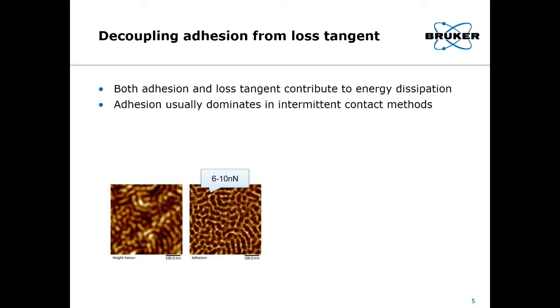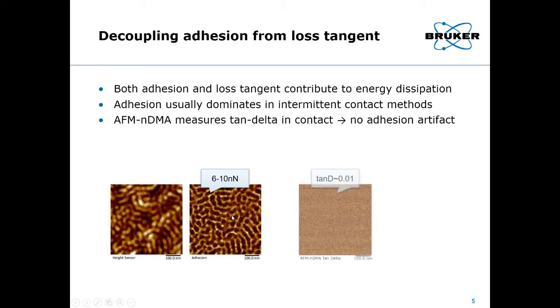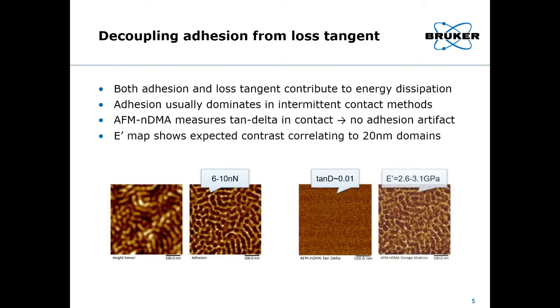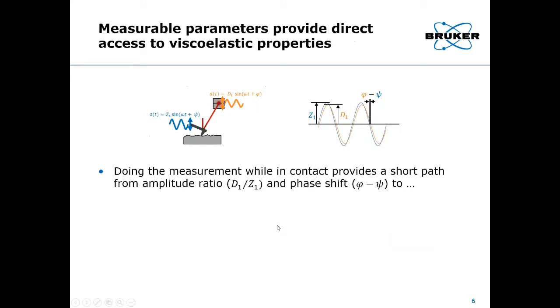These maps of a polystyrene PMMA block copolymer demonstrate that despite very large adhesion and contrast in adhesion, 6 to 10 nanonewtons is what we're looking at here, the loss tangent really lacks any significant variation. On the other hand, there is some contrast in the storage modulus, and that's expected. That correlates to the roughly 20 nanometer domains in the material. So that's one of the main benefits of this method of doing the modulation while you're in contact.